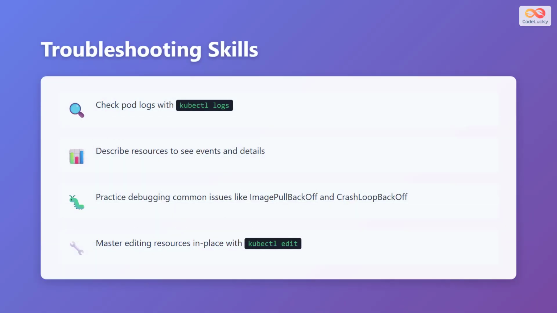Strong troubleshooting skills are essential for the CKA exam, as many questions involve fixing broken clusters or applications. Always check pod logs using kubectl logs to identify application errors. Use the kubectl describe command on pods, deployments, or services to see detailed events and configuration information. Practice debugging common issues like image pull backoff, which occurs when Kubernetes cannot pull a container image, and crash loop backoff, which happens when a pod repeatedly fails to start. Master the kubectl edit command to modify resources in place quickly. The more you practice troubleshooting in your study labs, the more confident you'll be during the exam.